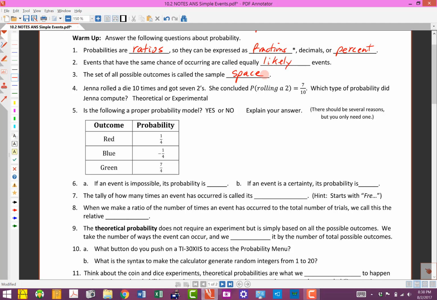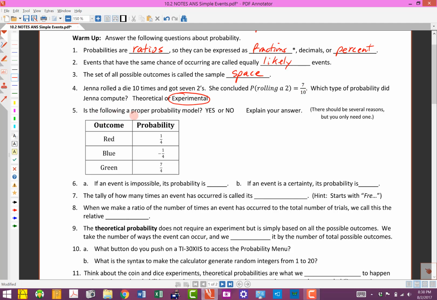Jenna rolled a die 10 times and got 7 twos. She concluded that the probability of rolling a 2 is 7 out of 10, and it says which type of probability did Jenna compute? Was it theoretical or experimental? Remember, theoretical is what we expect to have happen. We expect to get a 2 when we roll a die only about a sixth of the time, not very often. She got a whole bunch of 2s, and she computed an experiment and then did the tally, the 7 over the trials, 10. So that was an experimental probability.